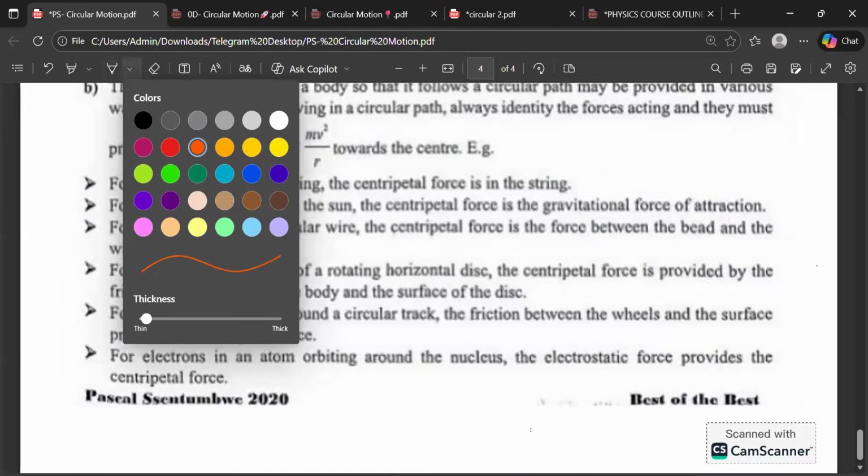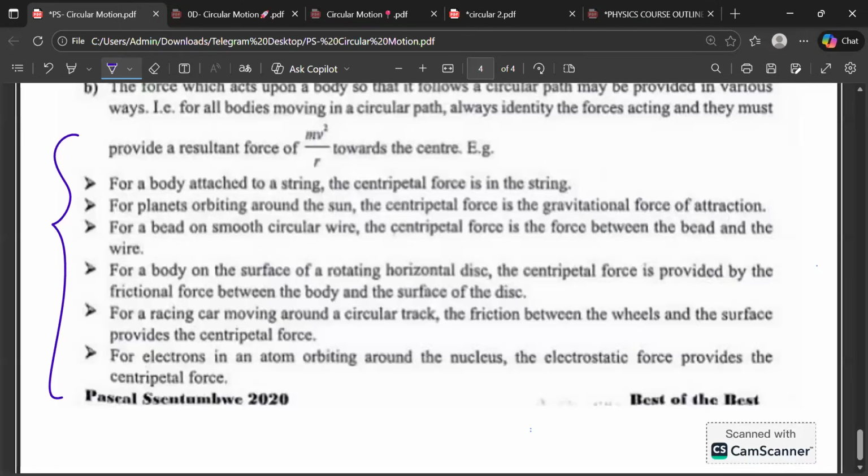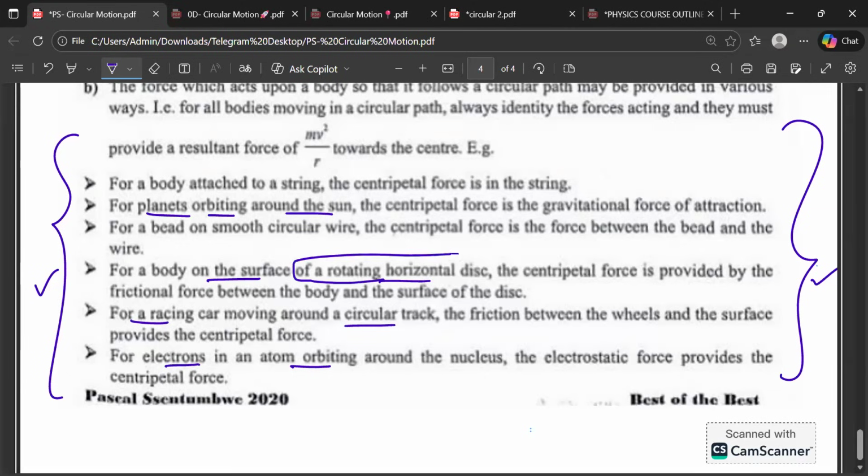So these are just the real life cases of centripetal force, and you need them so much in the new curricula. But they are not hard because we talked of the cases of circular motion and which force keeps circular motion: centripetal. So they are more or less the same. You can see they are talking of the planets orbiting around the sun, the electrons in an atom orbiting around the nucleus, a racing car around the circular track, a body on a surface on a rotating horizontal disk. This is one of the things we are going to look at today in special cases of calculations. You can see a bead on a smooth circular wire.